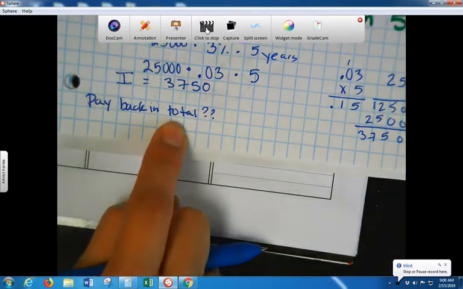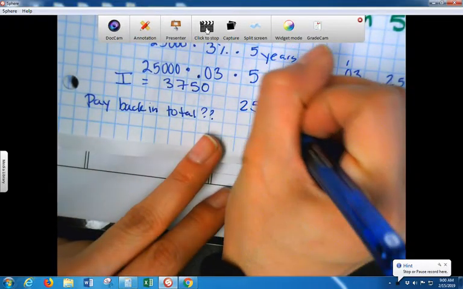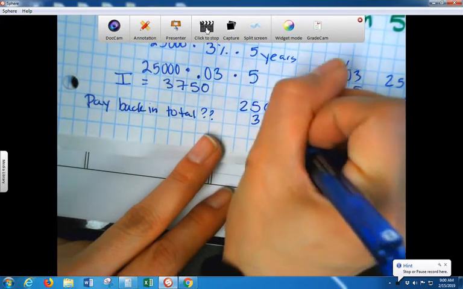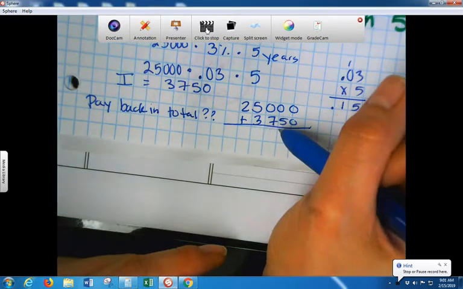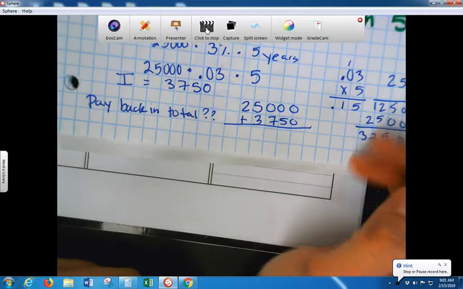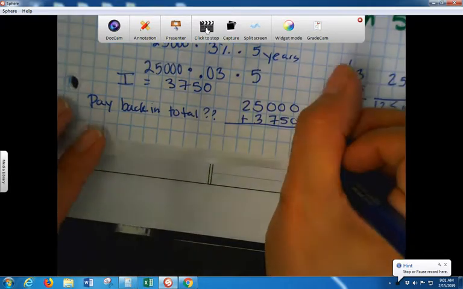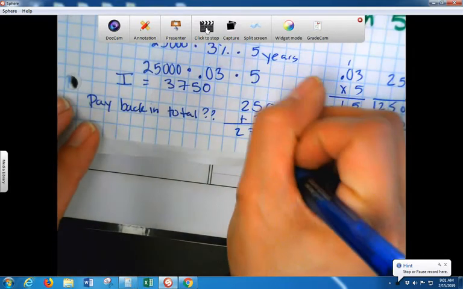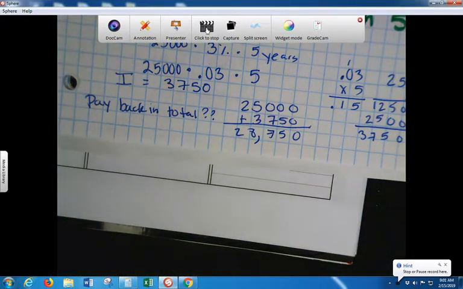What would you do? Add. What did you add? 25,000 plus 3,750. Everybody can add these two numbers up. And we get 28,750. So for a car that originally cost me $25,000, after 5 years, I really end up paying $28,750, depending on interest. Okay?